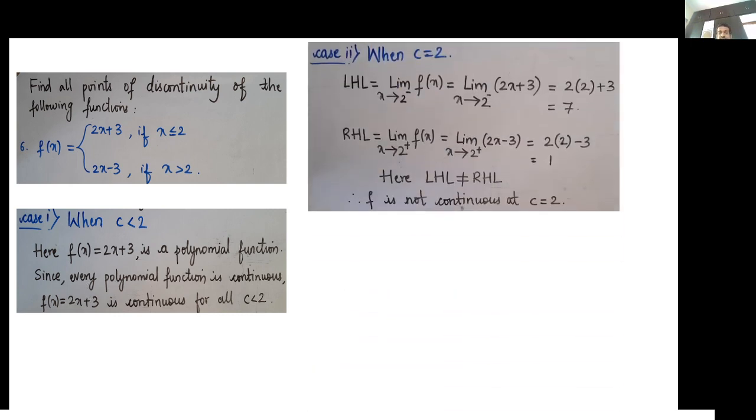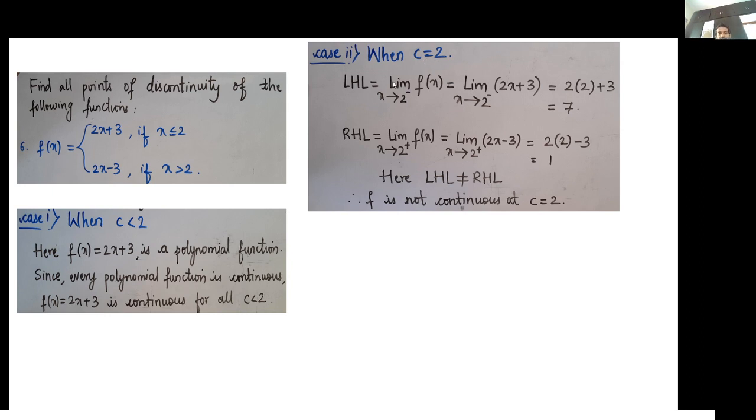What kind of function is this 2x plus 3? It is a polynomial function, and we have already shown that every polynomial function is continuous. So using that result I can conclude that this function f of x is equal to 2x plus 3, being a polynomial function, is also continuous. Therefore f of x is equal to 2x plus 3 is continuous for all c less than 2. So at all the points c less than 2 that I considered, the function f of x is continuous.